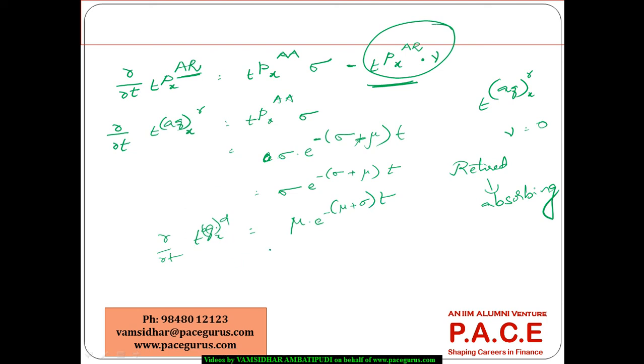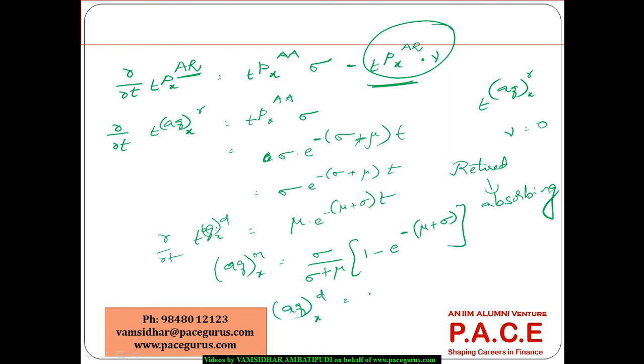Now I got these two things, I can very well substitute t equal to 1, and from there I can typically solve these differential equations. Aqx of R becomes sigma by (sigma plus mu) times 1 minus e to the power of minus (mu plus sigma). Similarly, I'll get aqx of D as mu by (sigma plus mu) times 1 minus e to the power of minus (mu plus sigma). I can very well use these relationships to solve all these kinds.